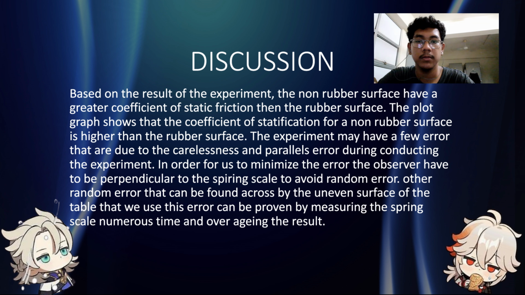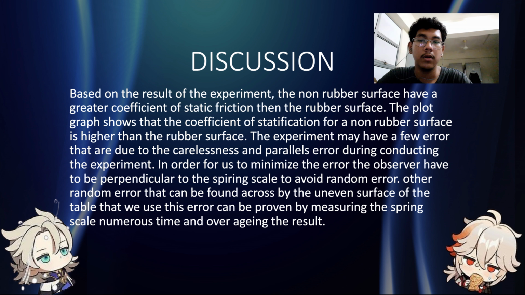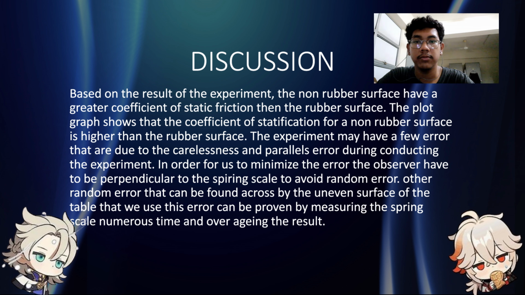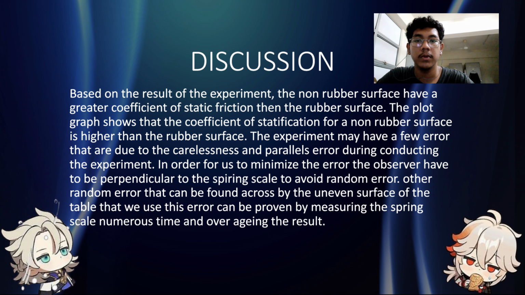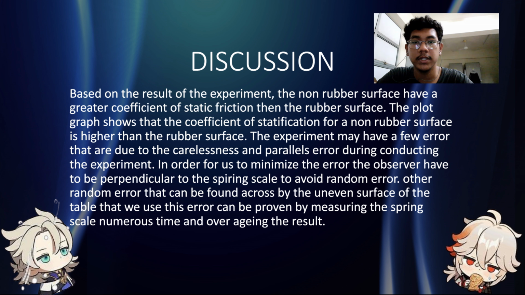Third, the experiment may have a few errors that are due to carelessness and parallax error during conducting the experiment. In order for us to minimize the error, the observer's eye has to be perpendicular to the spring scale to avoid reading error. Other random errors that can be found are caused by the uneven surface of the table that we use. This error can be prevented by measuring the spring scale numerous times and averaging the result.